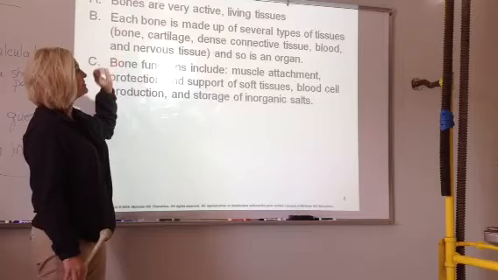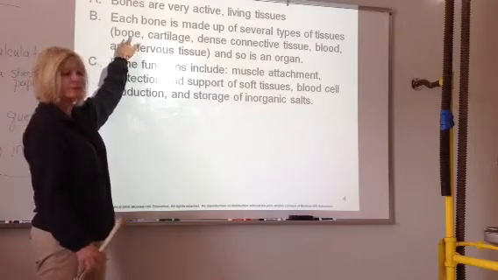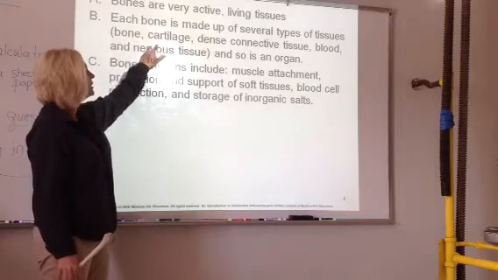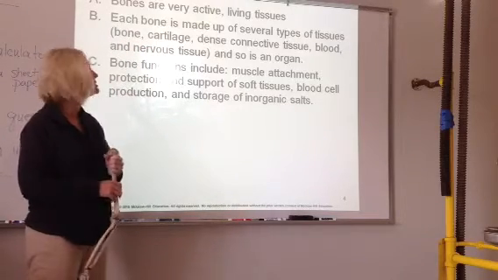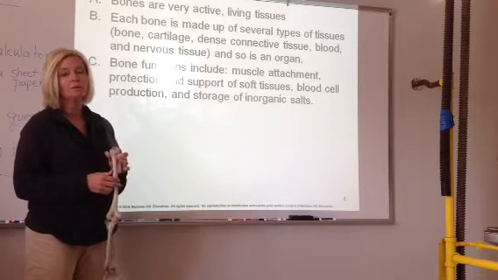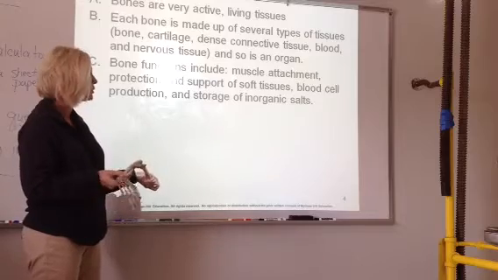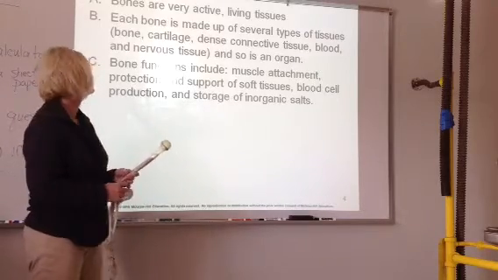Each bone is made up of several types of tissues that we'll look at. Bone, of course, being the most important one. Cartilage, dense connective tissue, blood vessels that will run down the center, nervous tissue. Therefore, your bones are considered organs. So each bone is considered a separate organ.